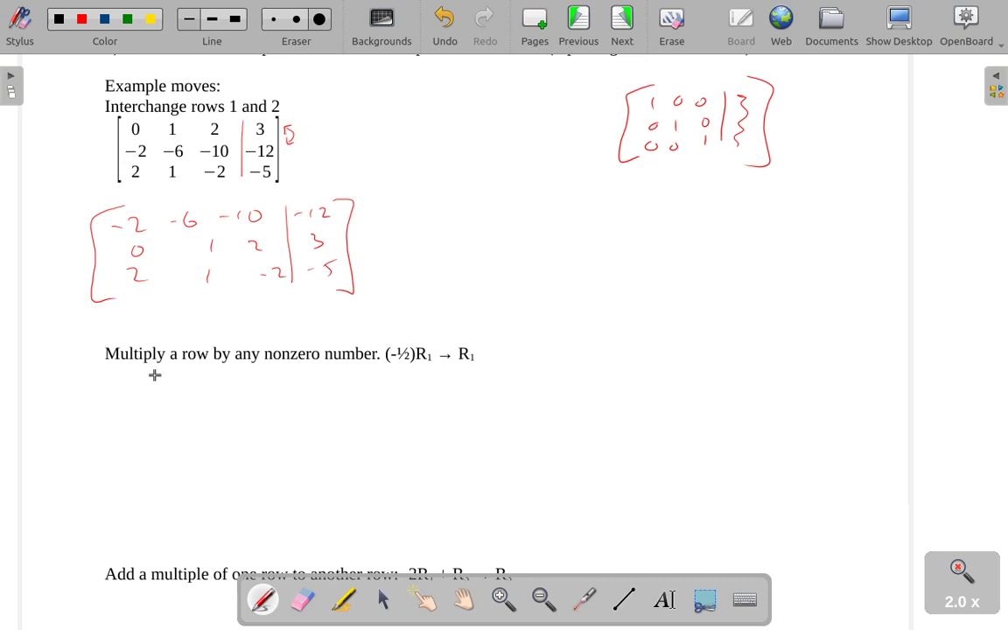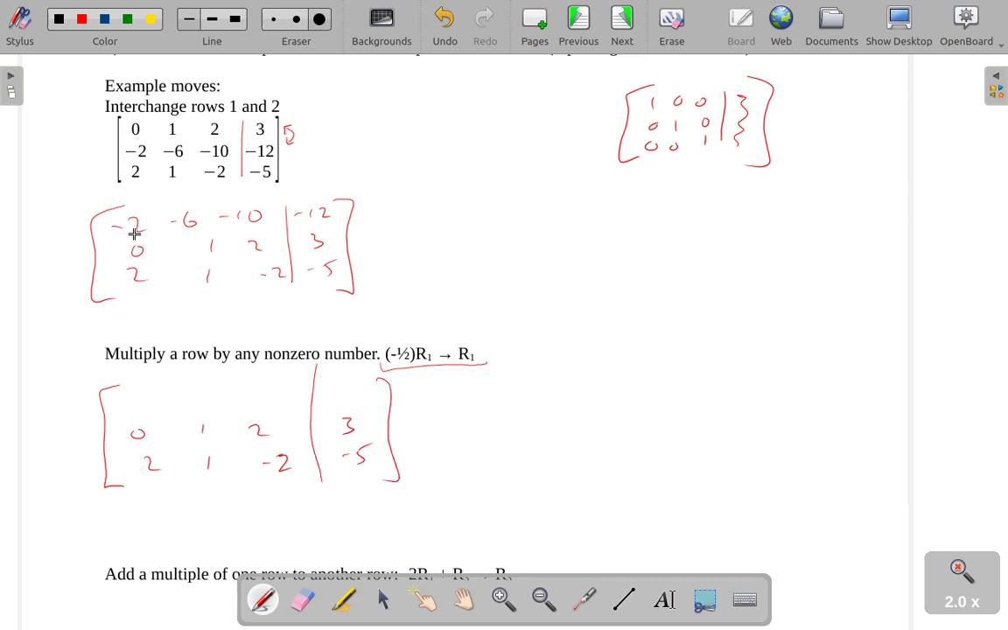Alright, so let's take that one, and another thing we can do is multiply a row by any non-zero number. This is generally what it would look like: take the number -1/2, multiply it by row 1, and assign it to row 1. So I'm going to take -1/2 times each of the values in this row and assign it back into place. Nothing else is going to change, so let me just take a second and copy the other 2 rows. Alright, there we go.